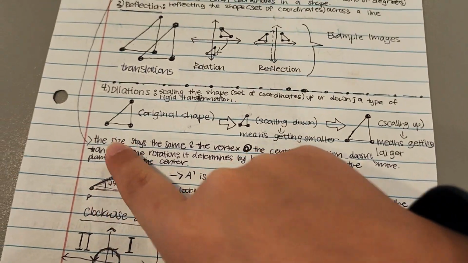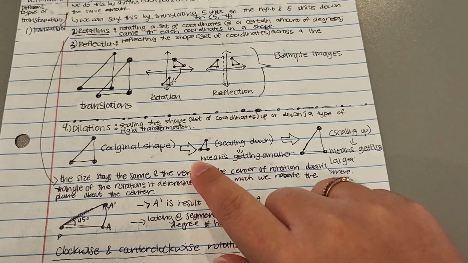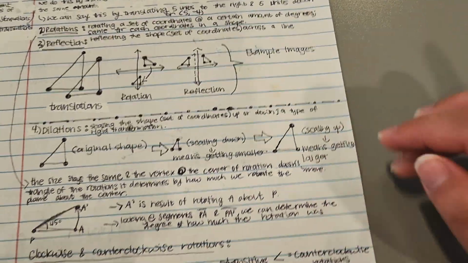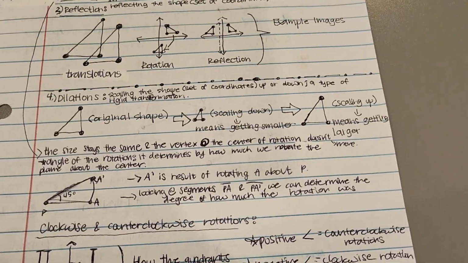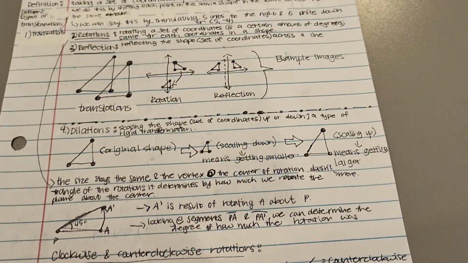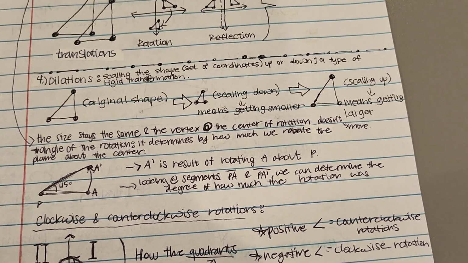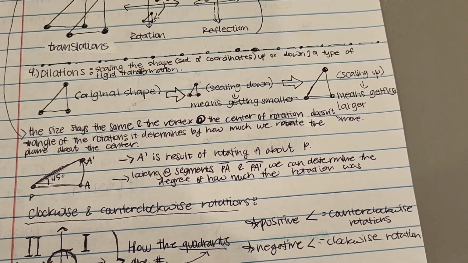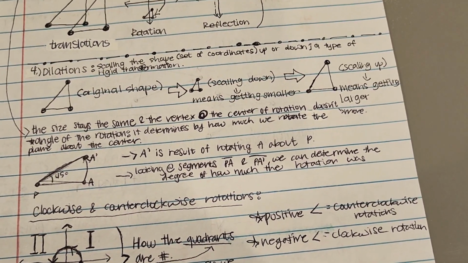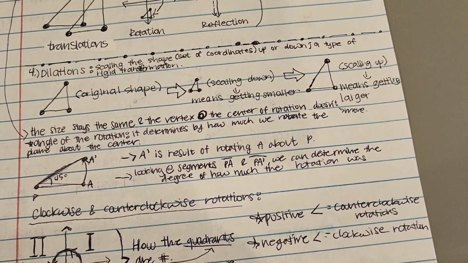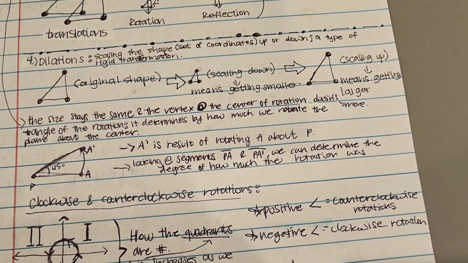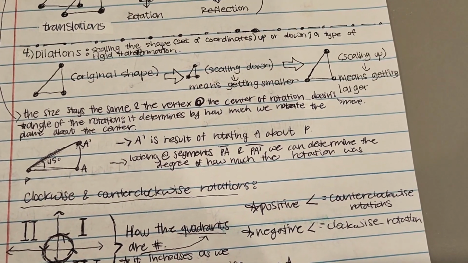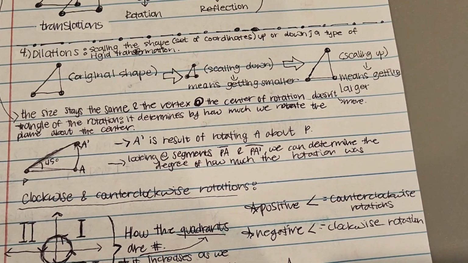So this is the original shape. You could scale it down, meaning you could decrease it, or you could scale it up, meaning you could increase it. Oh, I forgot to say, in rotation the size stays the same and the vertex at the center of rotation doesn't move. The angle of the rotation is determined by how much we rotate the plane about the center. So A prime is the result of rotating A about P.